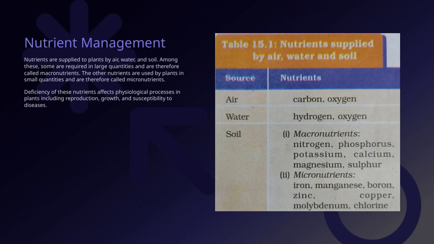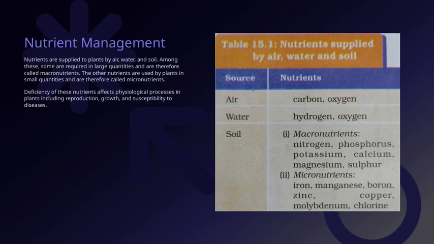When plants are deficient in these nutrients, it can seriously impact their physiological processes. This includes their ability to reproduce, grow properly, and even defend themselves against diseases. So, managing nutrients effectively is key to ensuring healthy, productive plants and is a fundamental part of overall plant health and crop management.